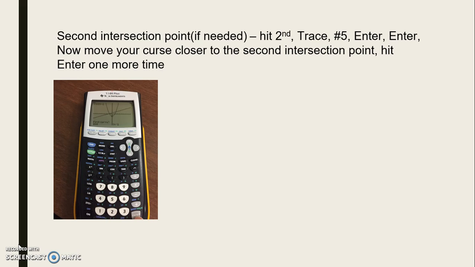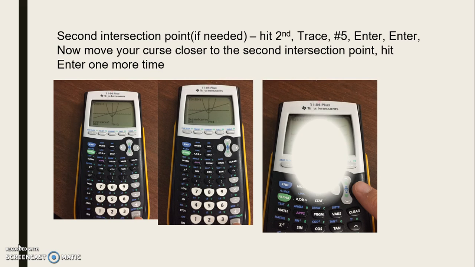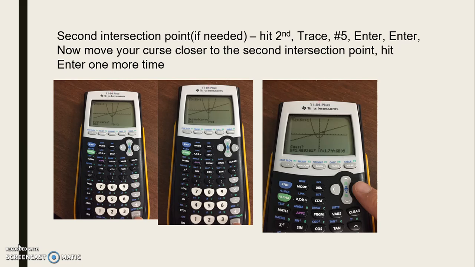So you're going to hit 2nd, trace, number 5, and hit enter once, and it'll say first curve, and enter twice, and it'll say second curve. And then when it says guess, don't hit enter again, but you're going to move the cursor left or right until you get closer to the second intersection point, and then hit enter one more time, and it'll give you your answer.